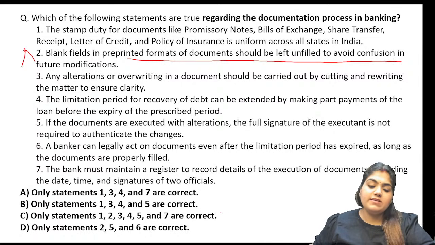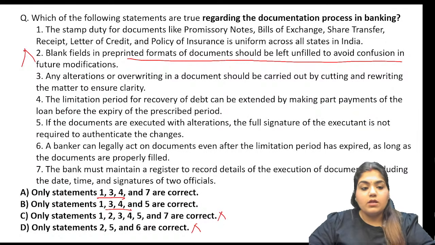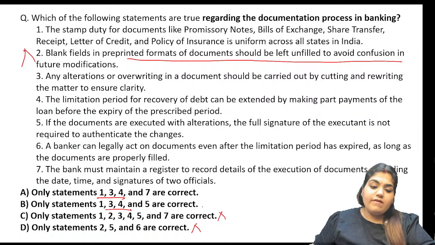The moment 2 gets incorrect, we eliminate C and D. 1, 3, 4 are common. Let's see 5, 6 and 7. If the documents are executed with alteration, the full signature of the executant is not required. It is a requirement. Full signatures are required to authenticate. Statement number 5 is incorrect. Let's see why 6 is also incorrect.